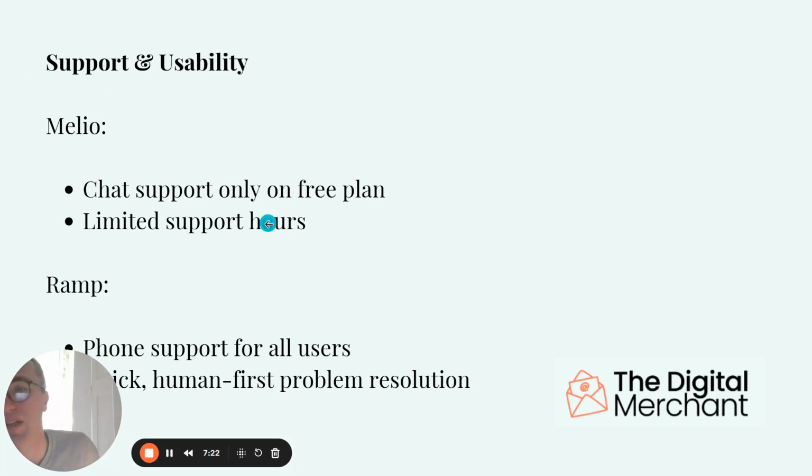So if you look at support and usability first off, this is one area in which Melio falls down a small bit. You can only access phone support on one of the paid plans. And if you're on one of the free plans, you only get chat support. This is a bit of a drawback in my view, because everyone knows that chatbots aren't always the best way to get a problem solved. If you've got any sort of complicated problem, it's much easier to jump on the phone with a real human and sort it out that way. So the fact that this isn't available on the free version is something to bear in mind.